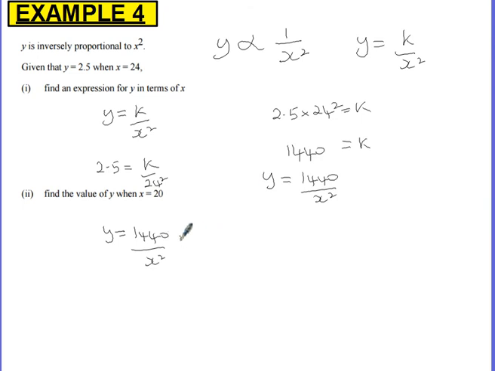All we do now is substitute in this value of x equals 20. Y equals 1440 divided by 20 squared. So 1440 divided by 400, which is equal to 3.6. And that's the answer to that one.